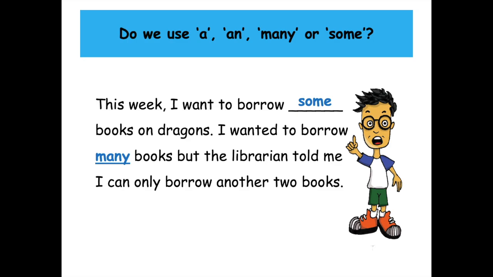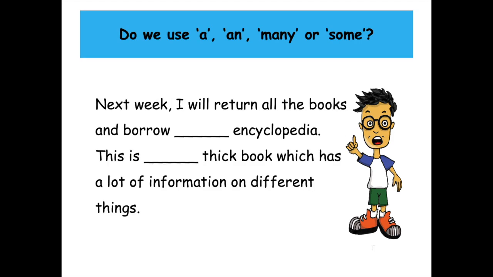I wanted to borrow many books, but the librarian told me I can only borrow another 2 books. So actually I wanted to borrow quite a number, a few books, but the librarian told me I can only borrow another 2. I will return all the books and borrow an encyclopedia. This is a thick book which has a lot of information on different things. Why do I use a? Because I'm only looking at one book.